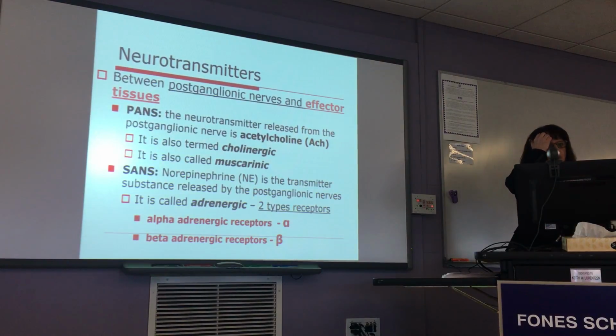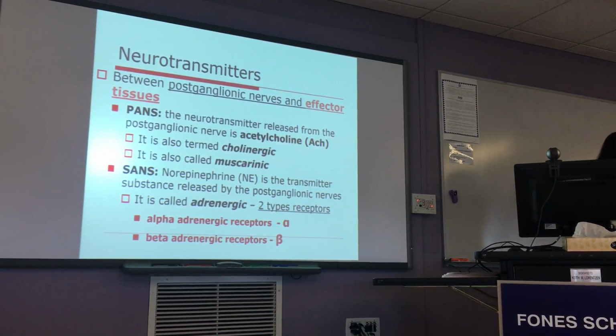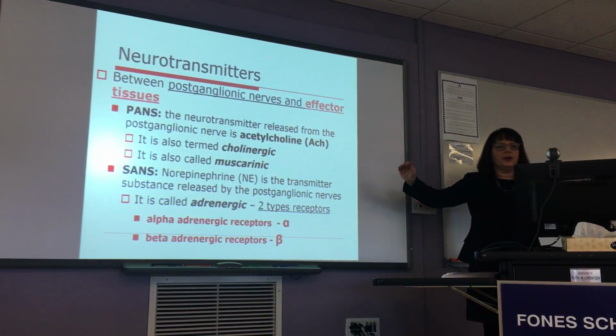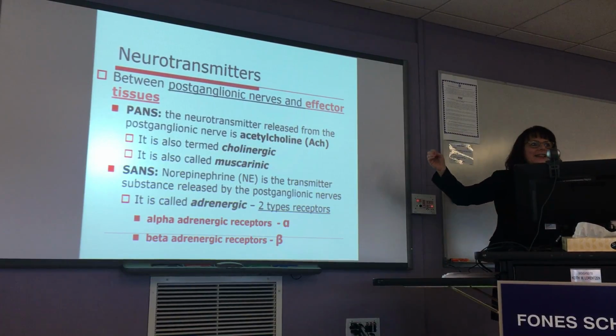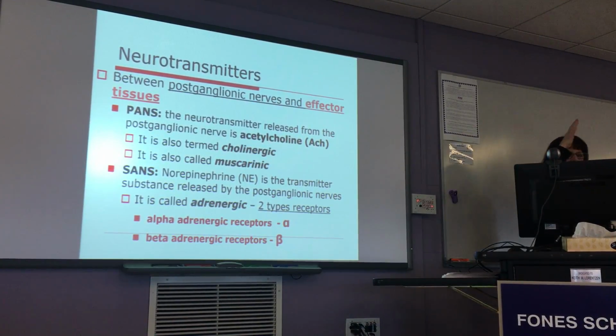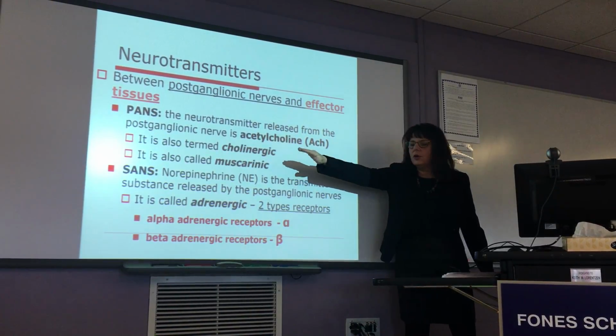Okay. So between the postganglionic neuron and then the effector organ, this is where we get our difference, okay? Between pre and post, PANS and SANS, acetylcholine. PANS and SANS now differ between the postganglionic and the effector tissue or organ, okay? In the PANS, it is again acetylcholine, ACH. So it's called acetylcholine, so it's called cholinergic.